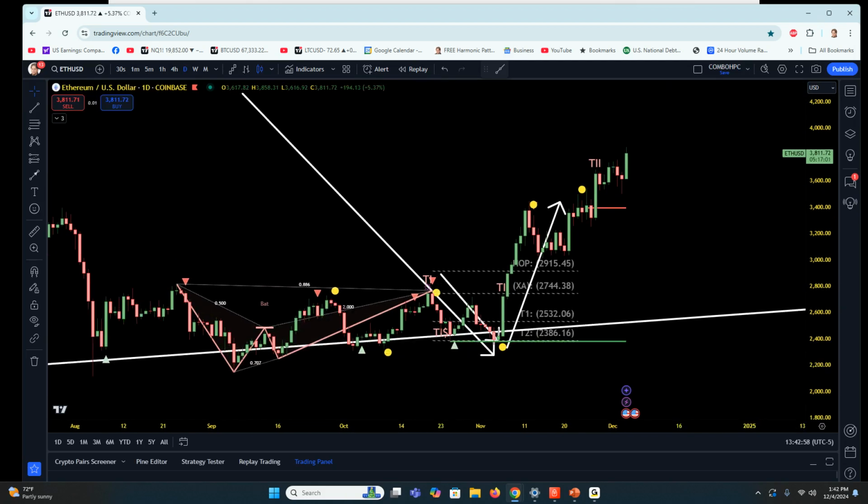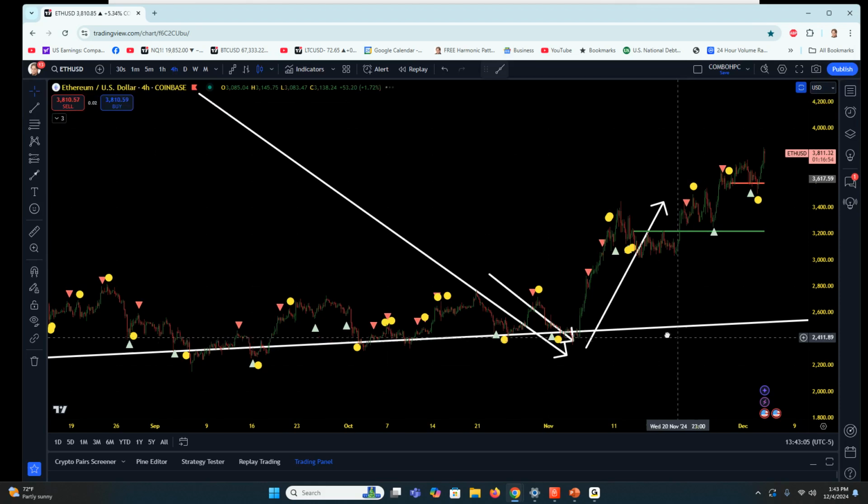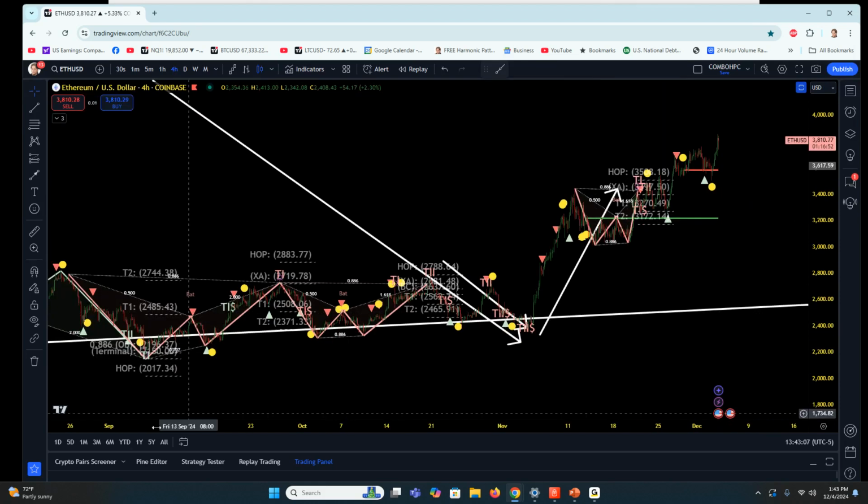The entry would be around 2,400, if you have another pattern. What I'm trying to say is, where do you focus your eyeballs and what kind of expectations do you have?